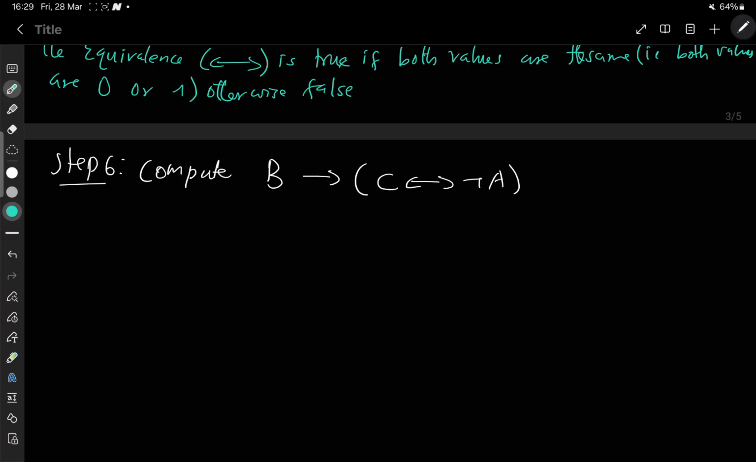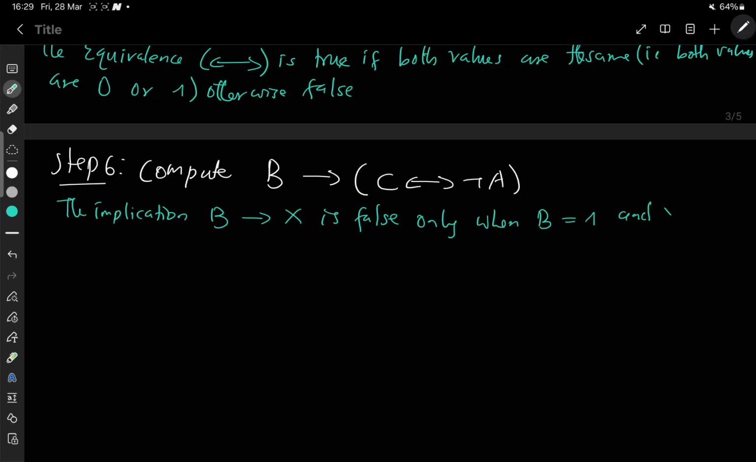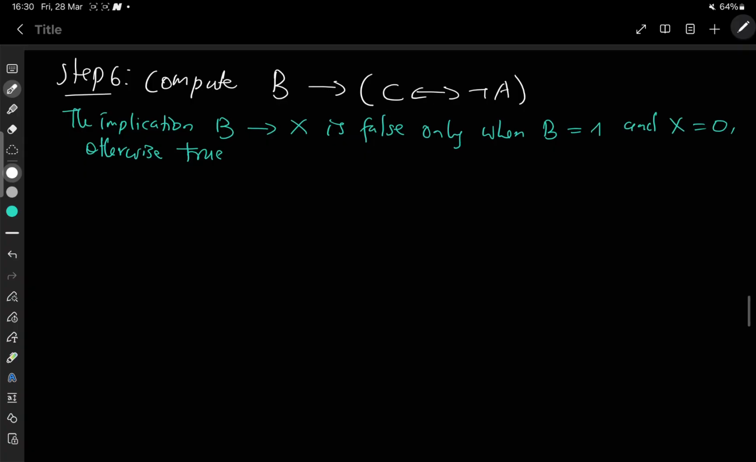Now let's write the rule for implication. The implication B implying X is false only when B is 1 and X is 0, otherwise true. So with this, we'll now construct our truth table.